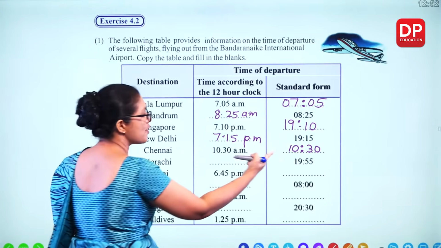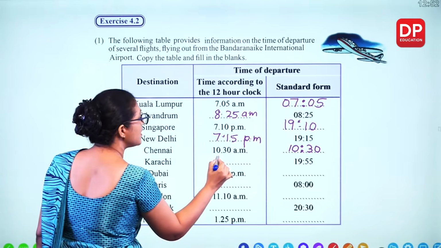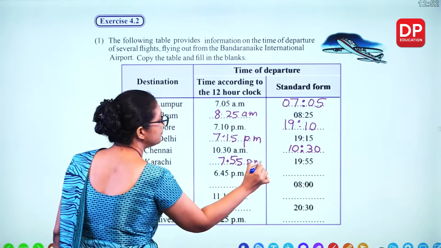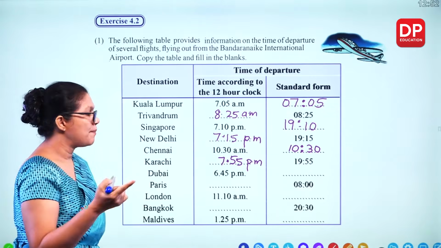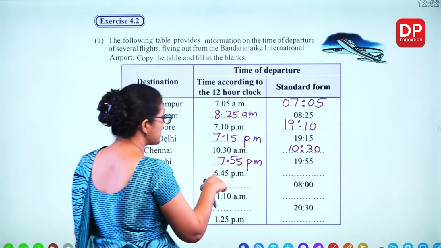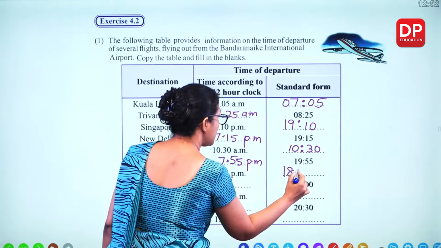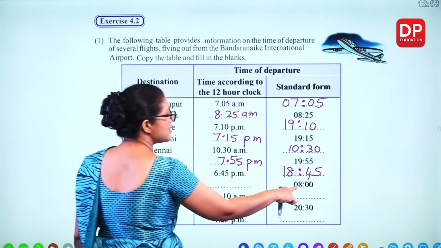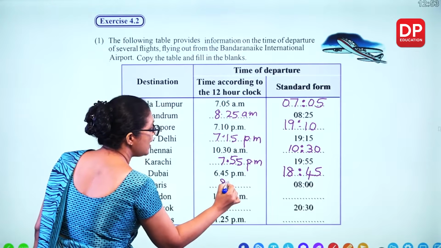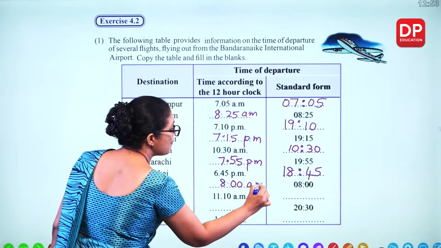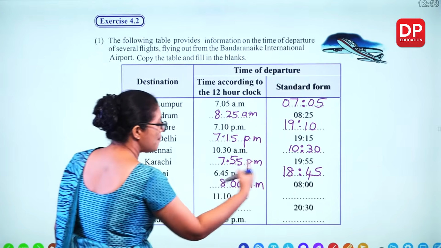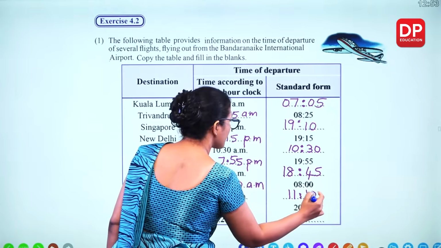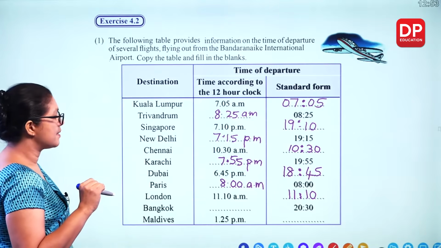19:55 more than 12, subtract 12. 7:55 p.m. 6:45 p.m. means you add 12 to that. 12 plus 6, 18:45. 8 here in the morning, so 8 o'clock a.m. This is 11:10 a.m., means you can write the same thing. 11:10, 11 hours and 10 minutes.